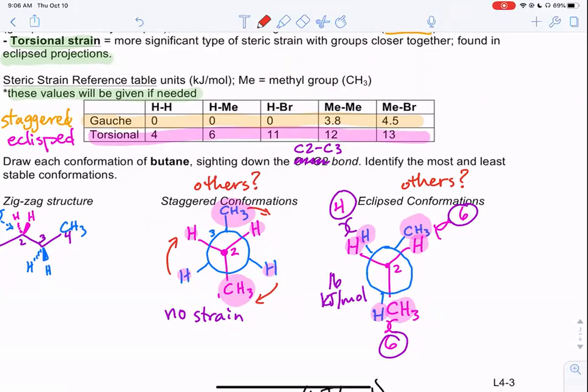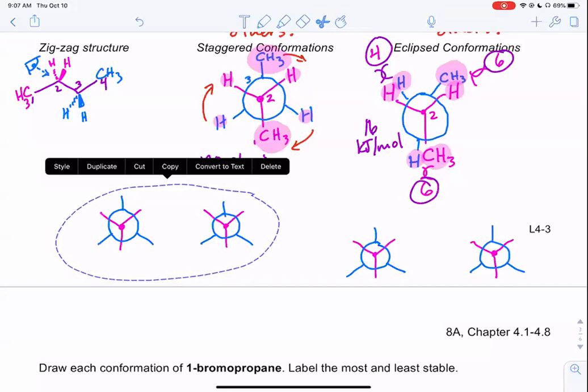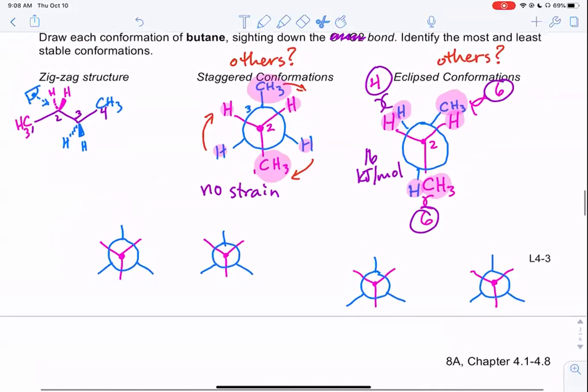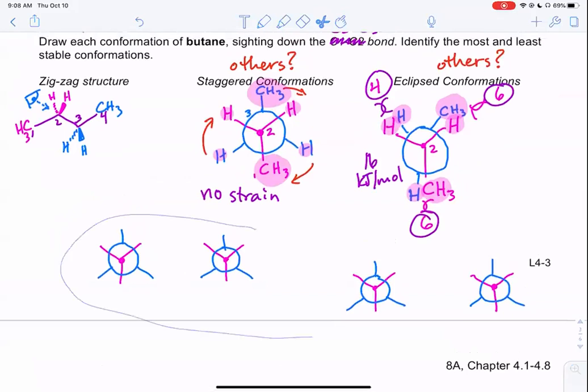So there's 3 of each. We already drew 1 for each. I like to do a slow reveal with you all so you have the opportunity to check your work before you see the complete answer. If you were stuck on what to do, you should have at least drawn these skeleton Newman projections, 2 on the left and 2 on the right. So we can pause again and continue that, or you can continue with me.